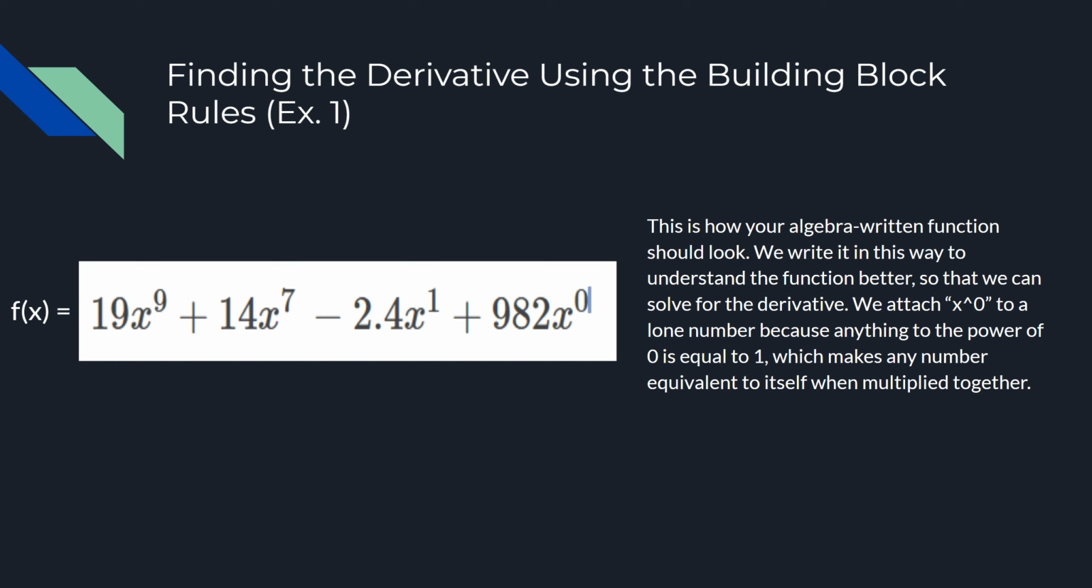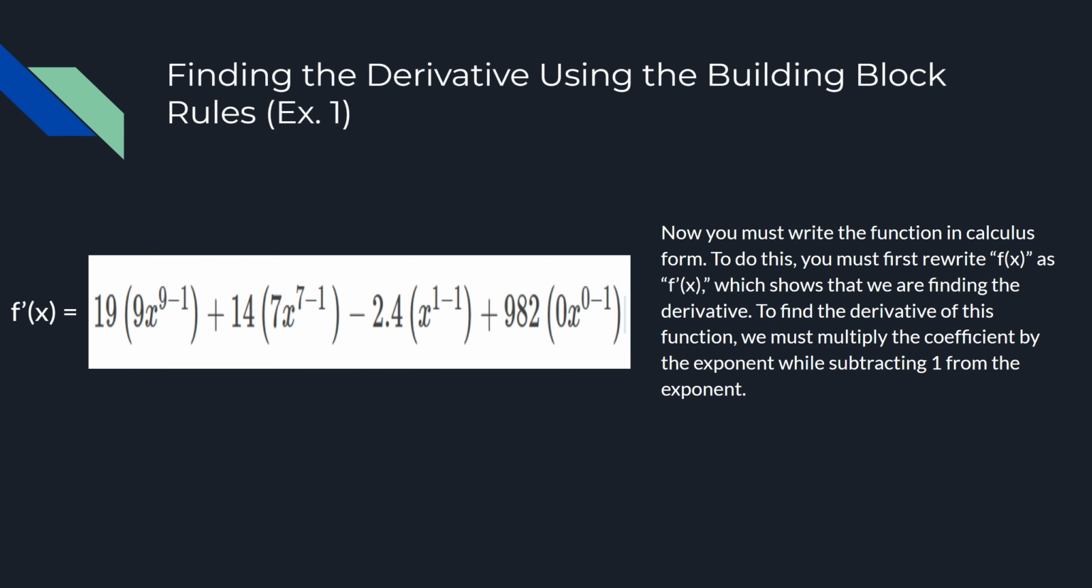Like I said before, the rules of the derivative using the building block rules are to multiply the coefficient by the exponent and subtract 1 from the exponent. As you can see here, you multiply by the exponent, which I have here as 9, and then you subtract 1 from the exponent, which is 9 minus 1, and you have to remember to multiply that by the original coefficient.